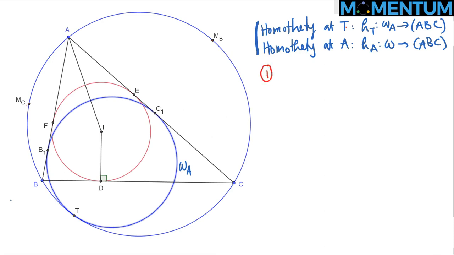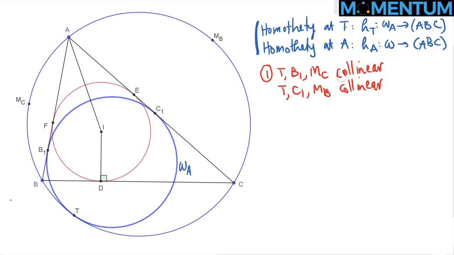The first result is that T, B1, M_C are collinear, and similarly T, C1, M_B, these 3 points are also collinear.